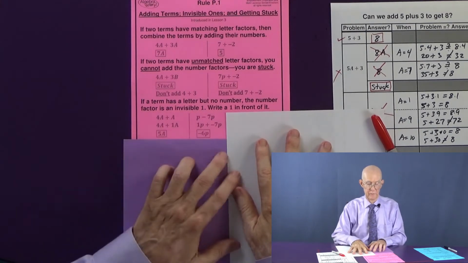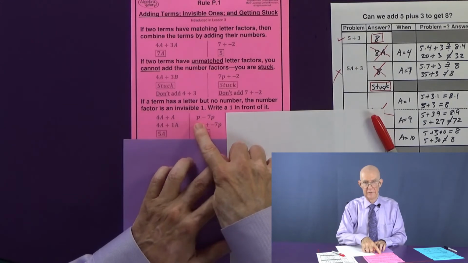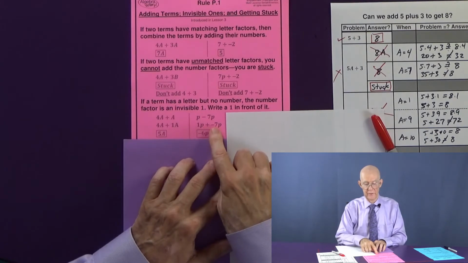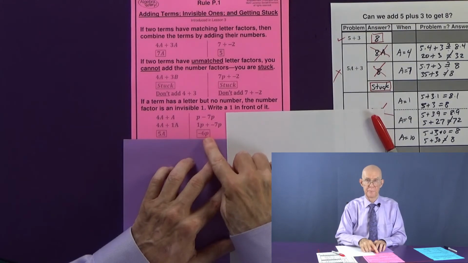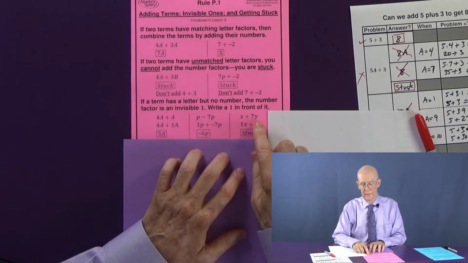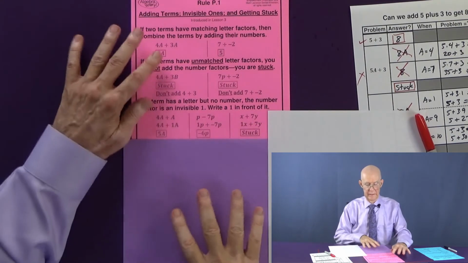And this one here, p plus negative 7p. Well, the p needs a 1 in front of it. That's 1p, so I have 1p, and I'm putting a plus before the negative, for the subtraction. So I get 1 plus negative 7 is negative 6p. And here, x plus 7y, well, wait a minute. These letters don't match. So even I could put the 1 in front of the x if I want, but I'm still stuck. I cannot add the 1 and 7 to get 8.